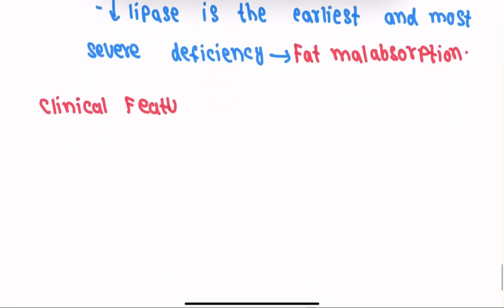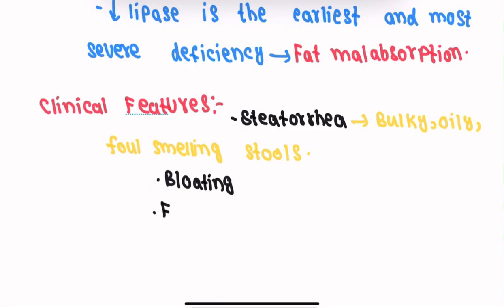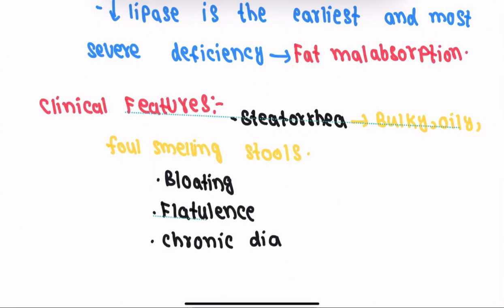If we go toward the clinical features, as we know, fat malabsorption is the most common and earliest symptom, causing steatorrhea. Steatorrhea is bulky, oily, foul-smelling stool, and we will also see other symptoms that include bloating, flatulence, chronic diarrhea, and FTT, which means failure to thrive. So these symptoms are also seen.